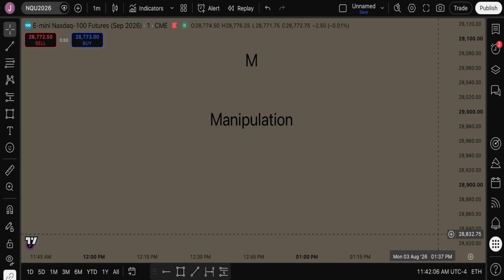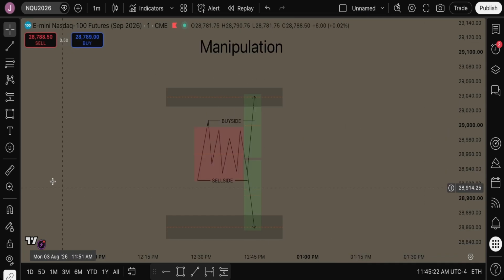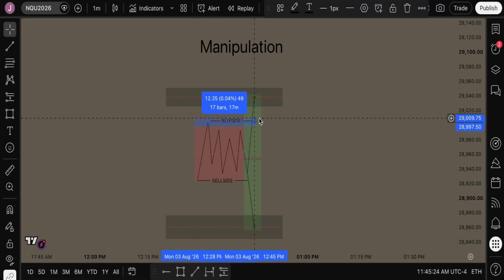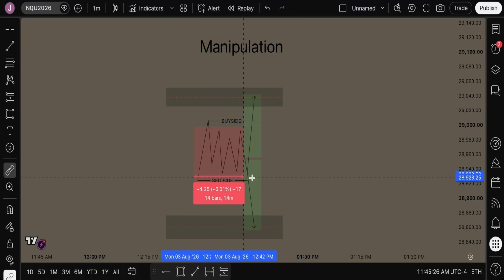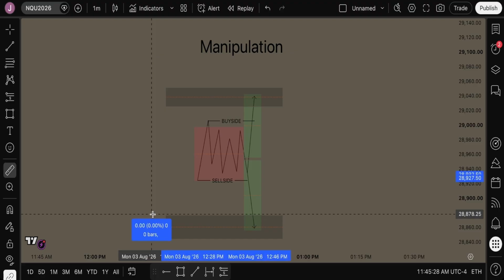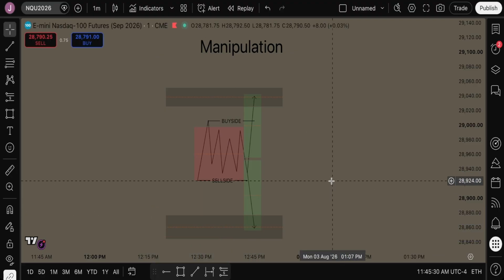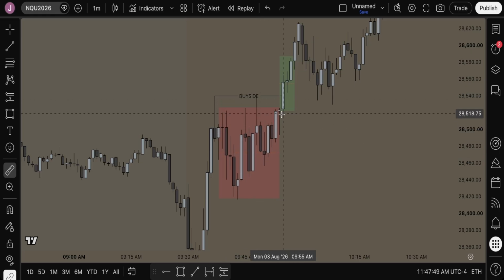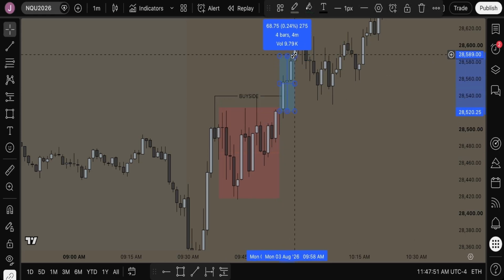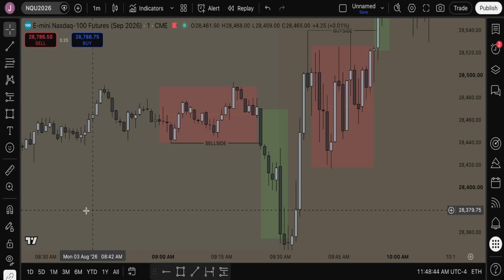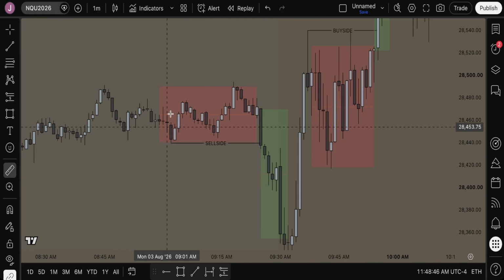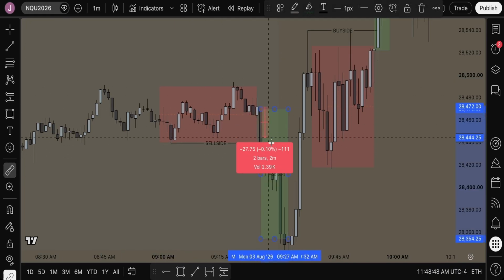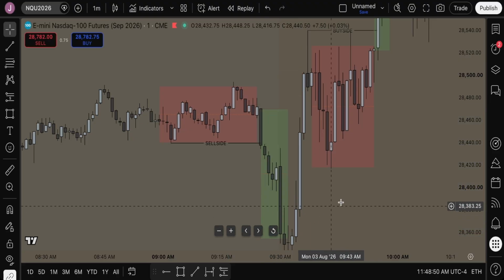A second letter is M, which stands for manipulation. Manipulation is when price sweeps out either the buy side or the sell side of the accumulation range and then also distributes inside of a high time frame key level. Here we have an on-chart example of manipulation. We see price accumulate, price then comes up, manipulating out the buy side of the accumulation. And here we have an example for the sell side where we see price accumulate and then price comes down, manipulating out the sell side of this accumulating range.